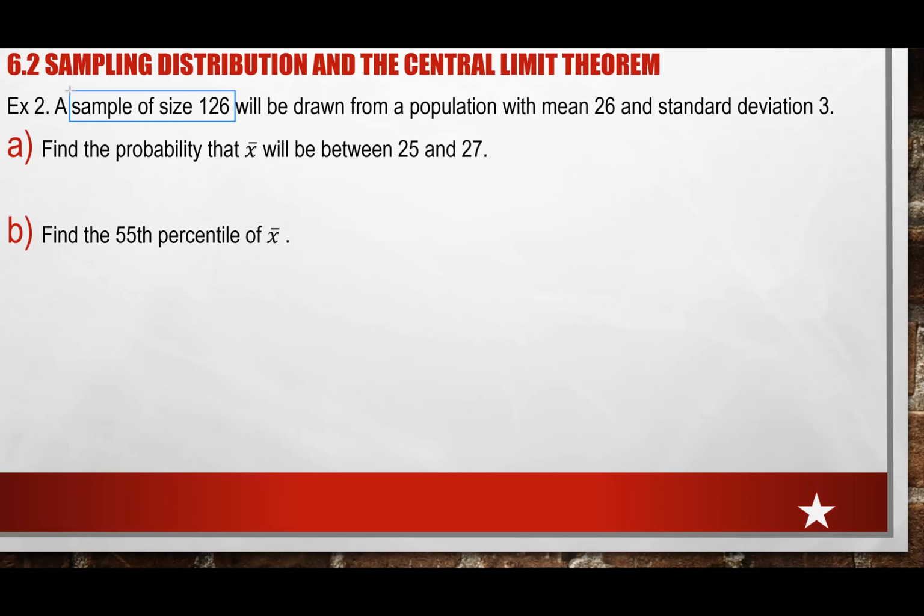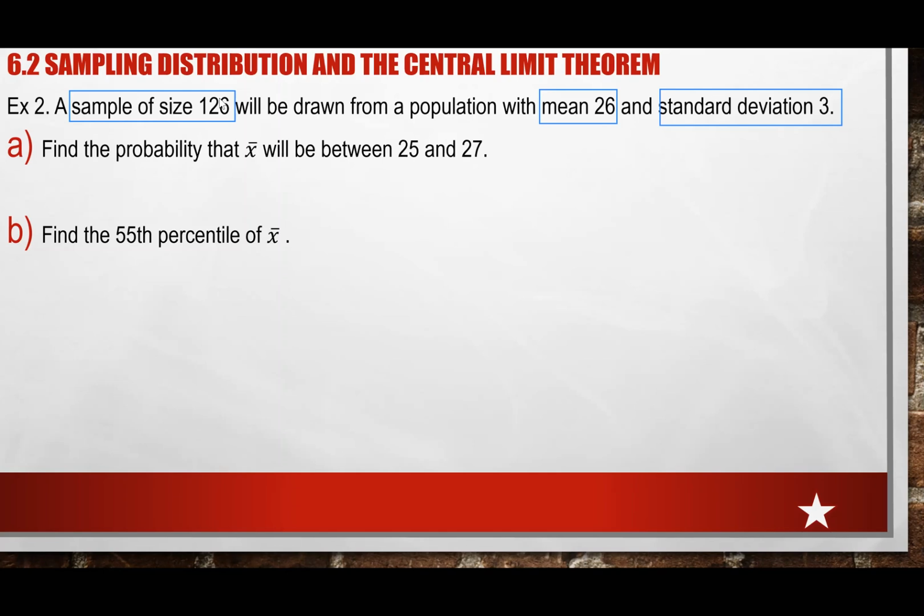So look at this here. They say a sample size of 126 will be drawn from a population with a mean of 26 and a standard deviation of 3. So we have a mean and a standard deviation, the two things we need. Can we use the normal distribution to find the probability between these two values? Hopefully you say yes. Why? Because the sample size is bigger than 30. The sample size is 126, which is way bigger than 30. We have a green light, go ahead and calculate.